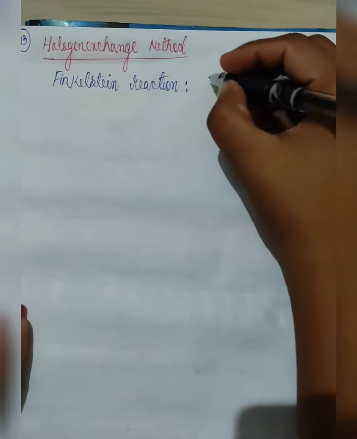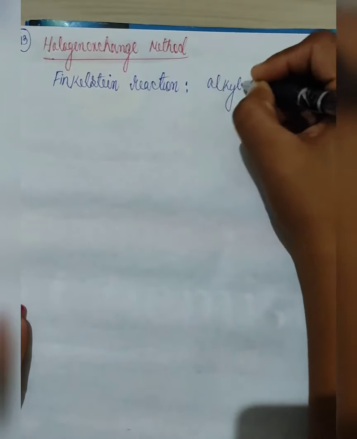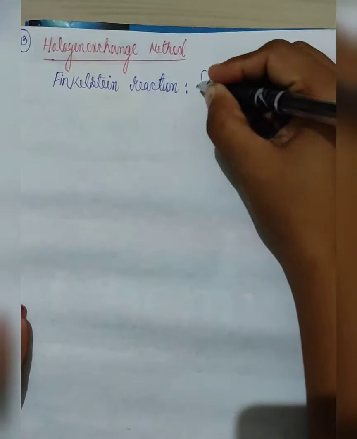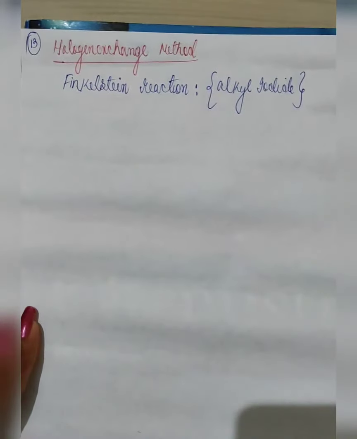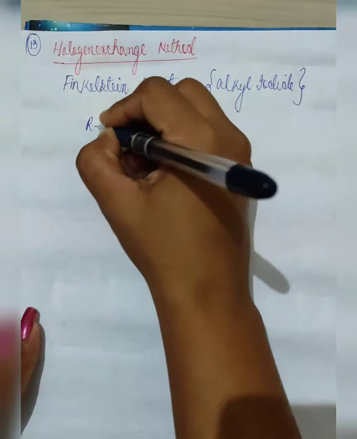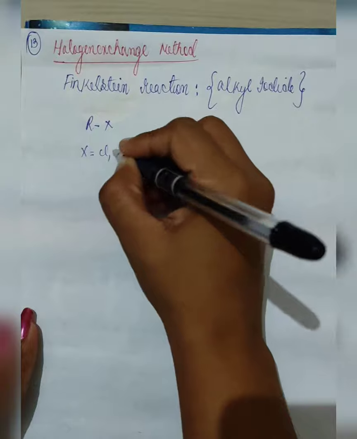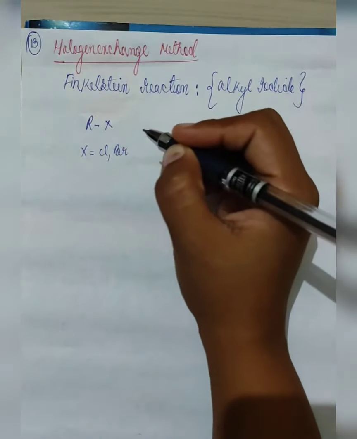The next method for the preparation of your haloalkane is the halogen exchange method. This is also known as the Finkelstein reaction. Now this is already given in your notes, so you need not write it separately. Now this method is exclusively for the preparation of alkyl iodide. Now let us see the general reaction. We have haloalkane, R-X, and your halogen can only be chlorine and bromine.